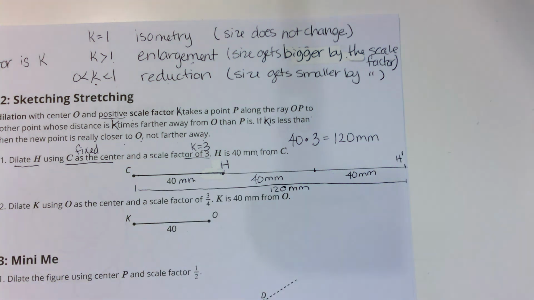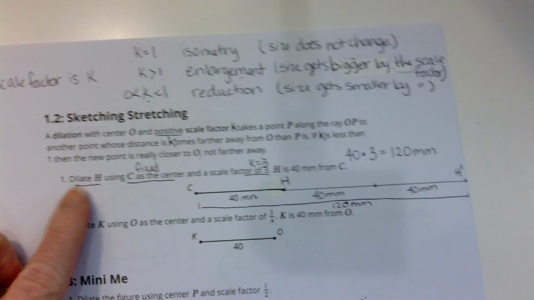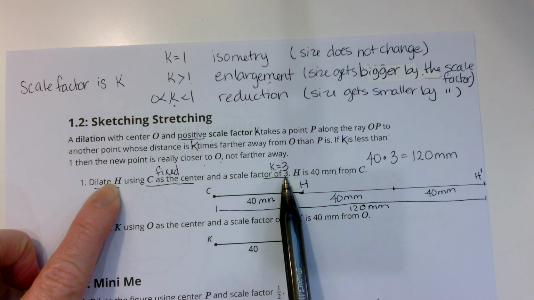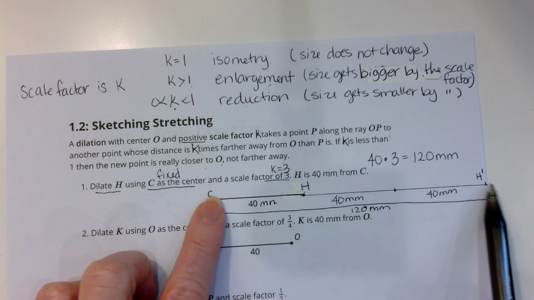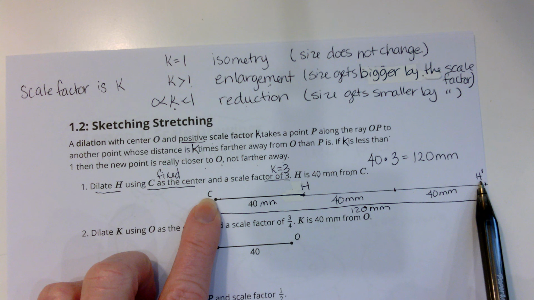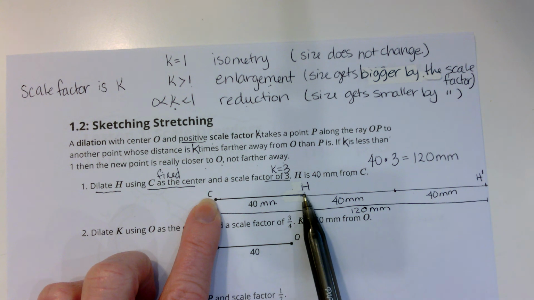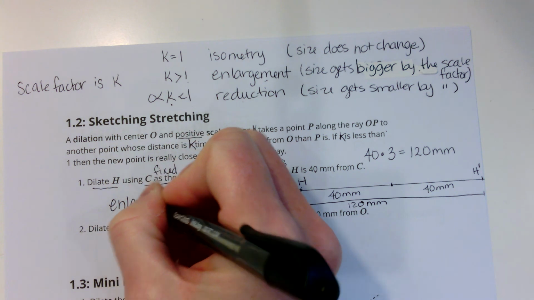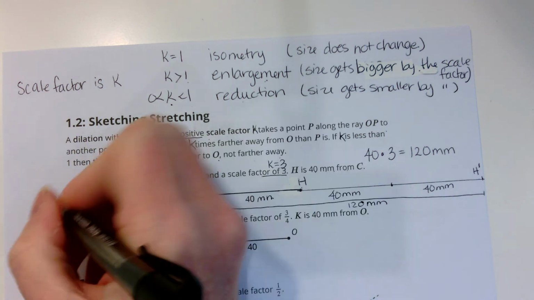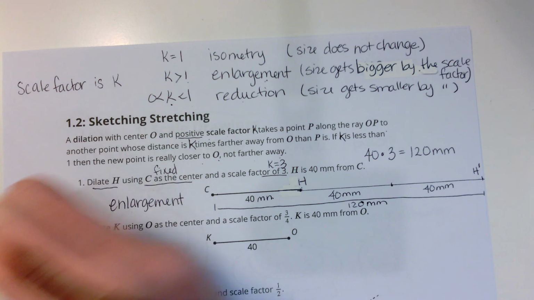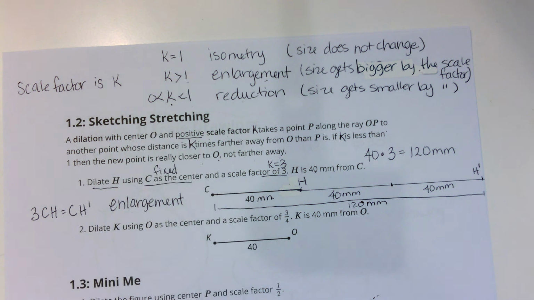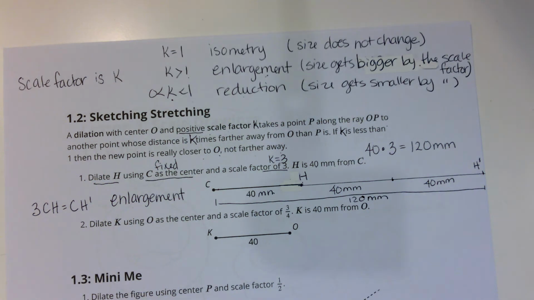So I've now dilated H using center C with a scale factor of 3. In other words, H prime is 3 times as far from C as H was. This is an enlargement. So 3 times the distance from C to H will equal the distance from C to H prime. C to H prime is 3 times bigger than the original. So let's take a look at a reduction.